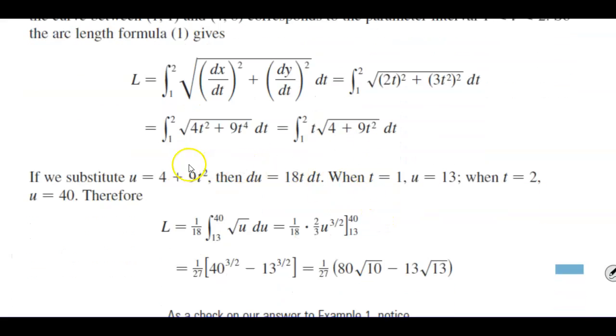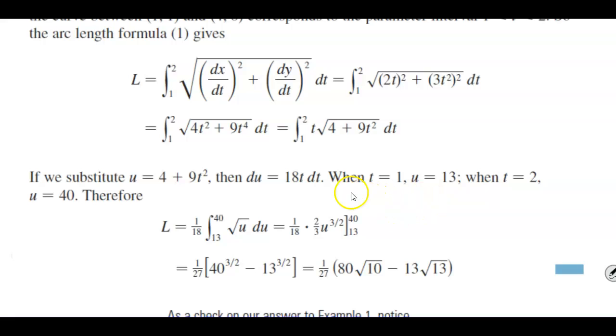And then we will go ahead and do our u substitution. We're going to let u equal what's under the radical, which is 4 plus 9t squared. And then the derivative of that is going to be 18t dt. Now, we need to determine what u is going to be by plugging in t is equal to 1. So 4 plus 9 times 1 is going to give you 13 for the lower limit. And then if we plug in 2, we get 2 squared, which is 4, times 9, which is 36, plus 4, which gives you 40.